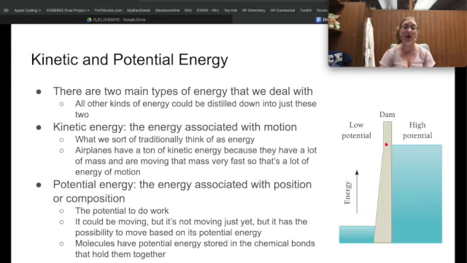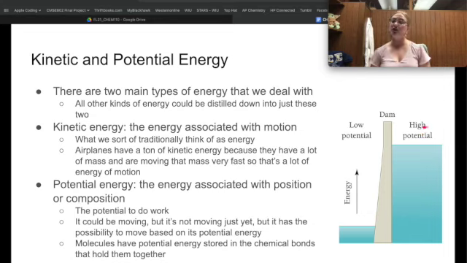If that dam breaks, there's a possibility that that water's going to move. Well, not a possibility. There's an actuality that that water's going to move. But the thing is there's not a lot of kinetic energy there because the water's just sitting there. But the second the dam breaks, that potential energy is converted into kinetic energy, and it goes whoosh.